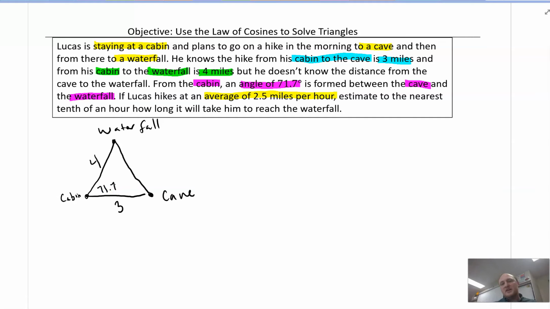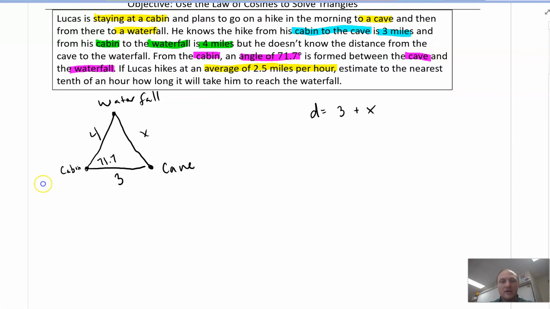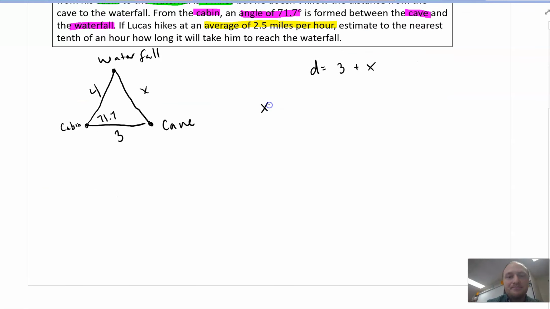They want to know how long it will take for him to reach the waterfall. So it's important to note his order. Lucas is staying at the cabin, goes on a hike to the cave and then from there to the waterfall. So what I really need to know is his distance. His total distance is going to be equal to the 3 miles plus the distance of this side, which I'll call x. 3 plus x. Then we're going to have to take into account his average speed. So let's go ahead and find x. I want you to take a second. Please pause the video. What formula are we going to use? What function?